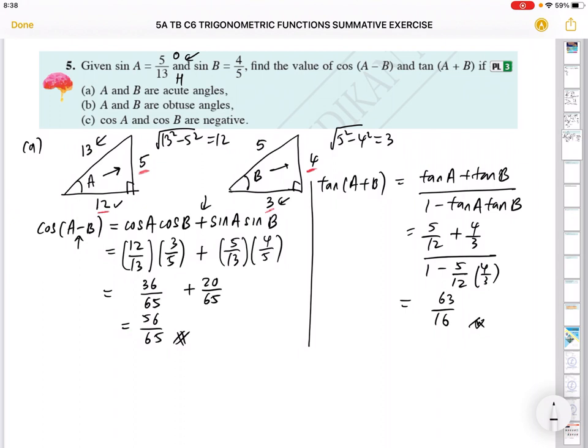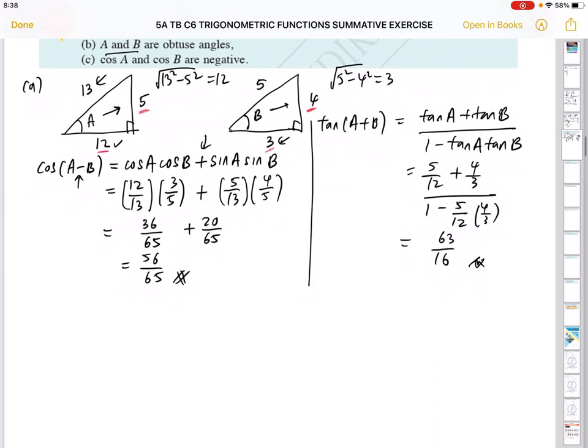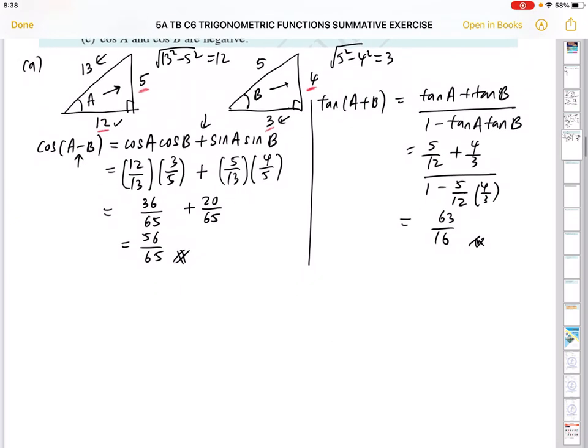Okay, now let's look at part B. A and B are now both obtuse angles. Now at first I'm also tempted to redraw the triangle, but I'm thinking, hey, wait a minute, the figures are all the same. The only difference is now that my sine is positive, cos and tangent are negative. That's why I say this question is very interesting.